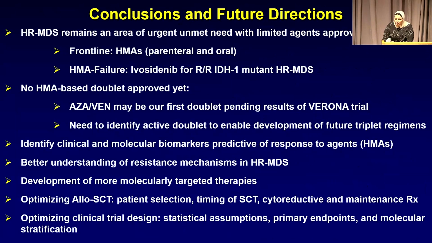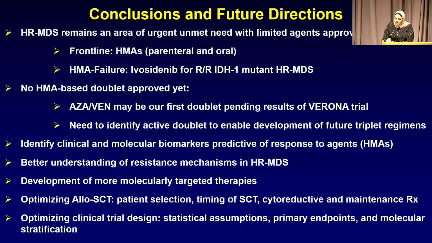In conclusion, higher risk MDS remains an area of urgent unmet need. With limited agents approved to date, we only have HMAs in the frontline setting and ivosidenib for relapsed refractory IDH1 mutated patients. We have not been able to find an HMA doublet regimen that can improve response rates or overall survival in a randomized trial.